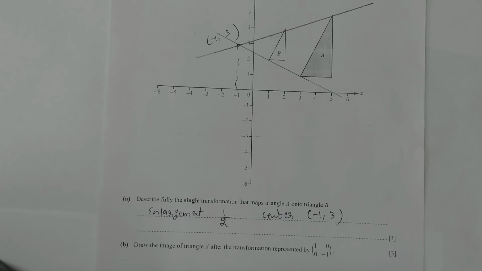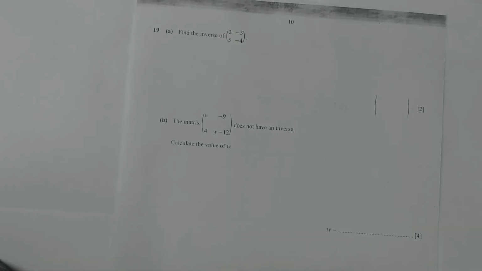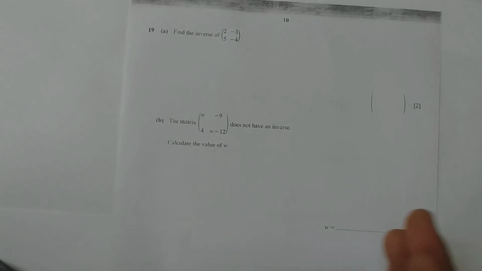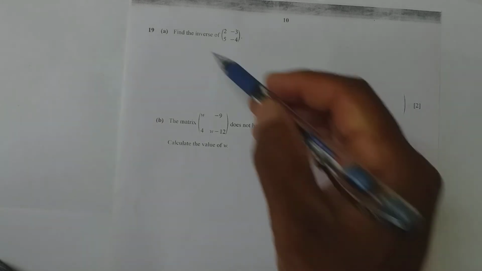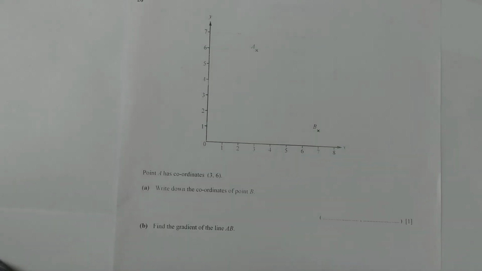Now next, draw the image of, you don't have matrices, so you don't need to do this sum. Next sum. In this also you don't have matrices, which is not present in the current syllabus, so no need of doing this. So now the next sum.